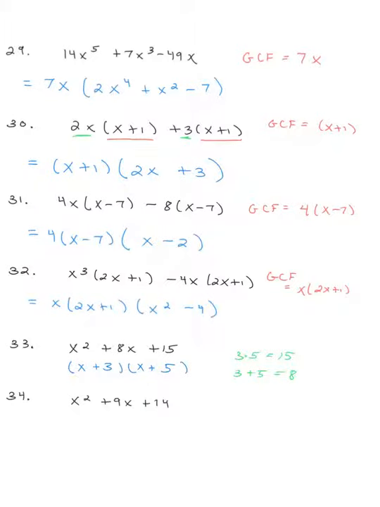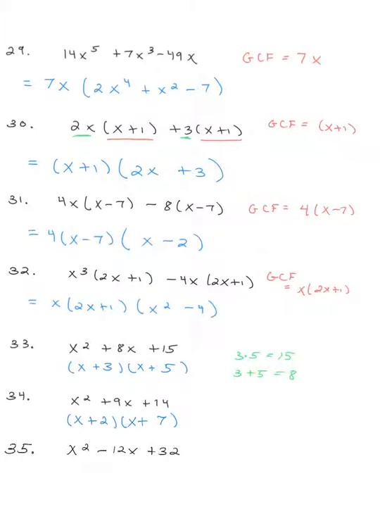All right, same idea here. I'm going to try to guess what the factors are. Two numbers that multiply to 14 yet add to 9 would have to be 2 and 7.